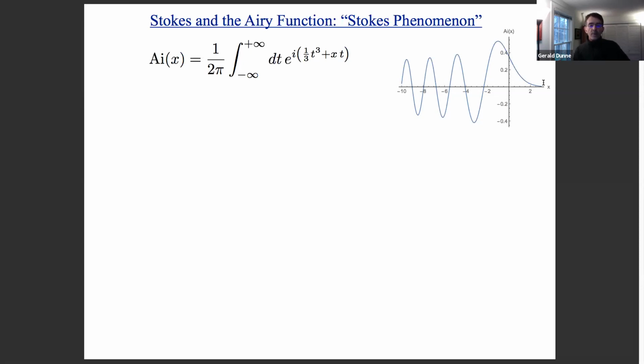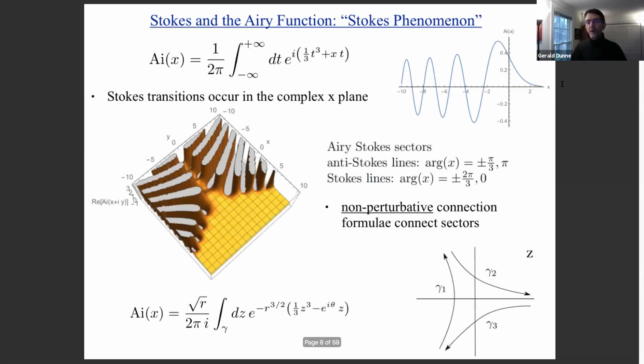Actually, the problem is much more interesting than that because this Stokes phenomenon, this Stokes transition really occurs in the complex x plane, not just going from positive x to negative x. So here's a plot of the real part of this Airy function in the complex x plane. So this is the positive real axis along here. That's the negative real axis along here.